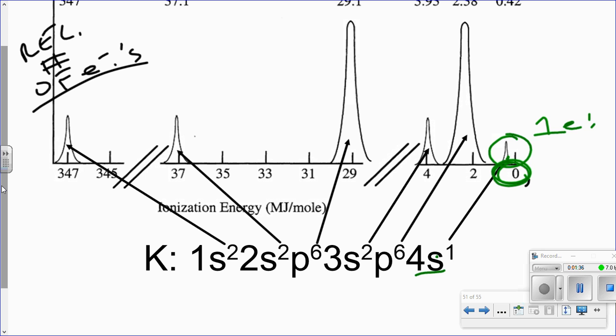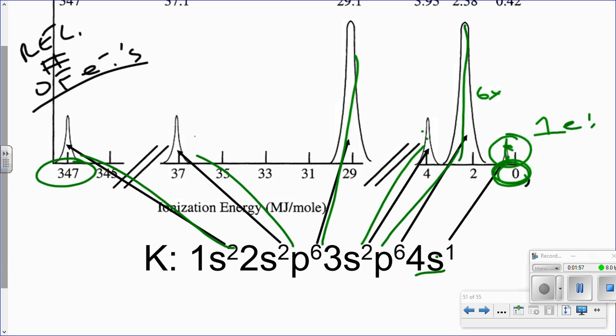Now, to remove the next ones, you should have one that's 6 times higher than this hump here. So we have a hump that's 6 times higher. So that's 3p6. This hump should be twice as high as this one, and it is. That's 3s2, 2p6, and so on, all the way down to these. Now, why does it take so much energy to remove these? Because they are the most closely held electrons. So it takes the most energy to remove the inner or core electrons. It takes the least amount of energy to remove the outer ones because there's more shielding effect.